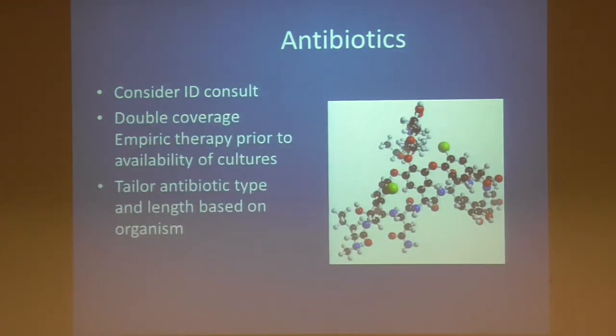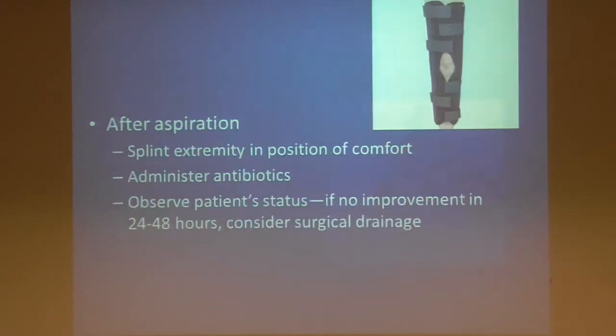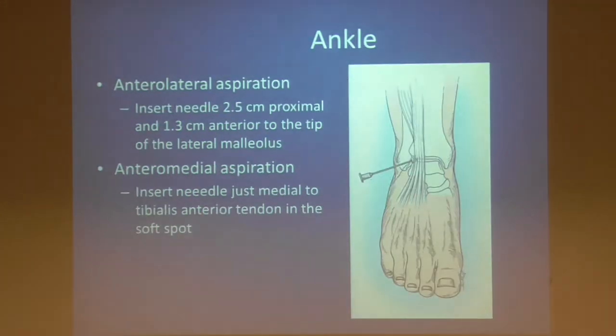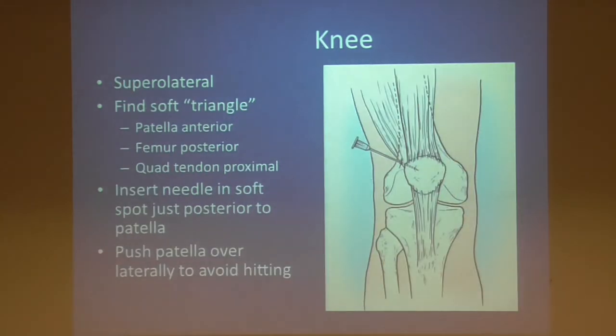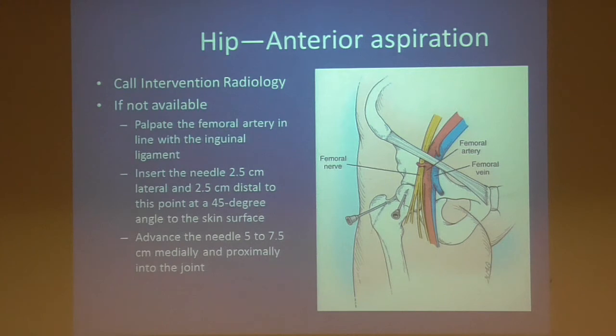Antibiotics, these days we're often double covering until we can get the exact bacteria and what it's sensitive to, just because of how many resistant bacteria are out in the community. Often we're recommending bracing after an aspiration, for instance, of the knee. We would splint the knee with the knee brace above, certainly splinting an elbow or whatever, just to immobilize the joint. These are some examples of different joints and how we often aspirate them.